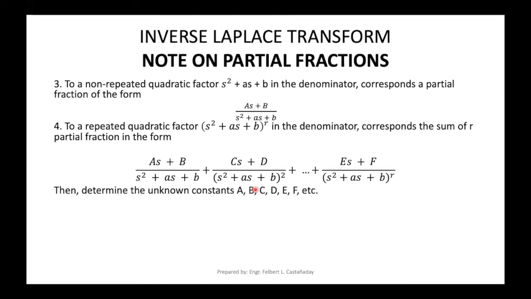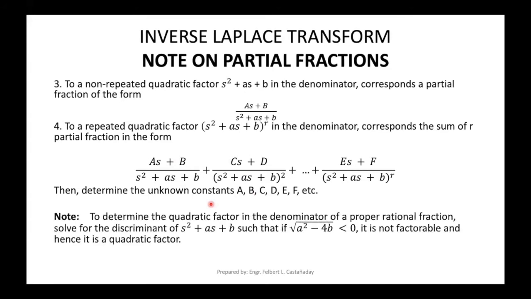The idea, once we have put the given rational expression into its corresponding sum of partial fractions, then we determine the unknown constants, uppercase letters A, B, C, and so on. So once that we have determined this, then we will be able to see the transform or the inverse transform, referring to its standard Laplace transform.